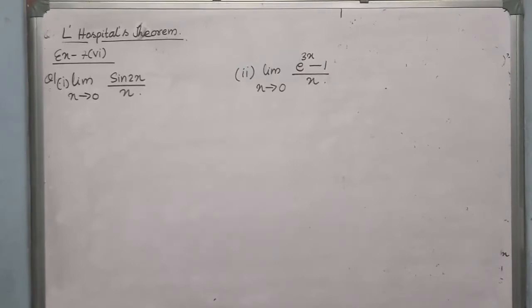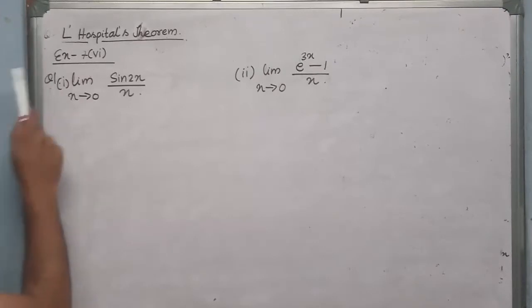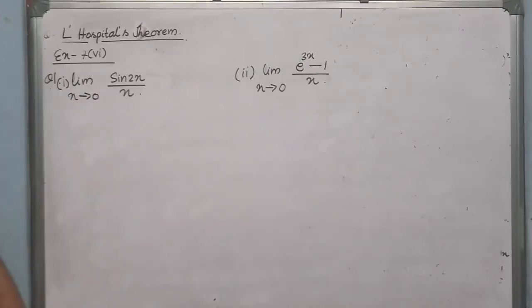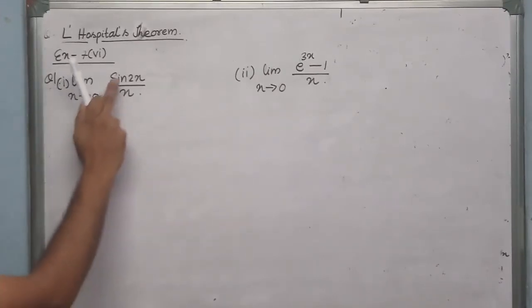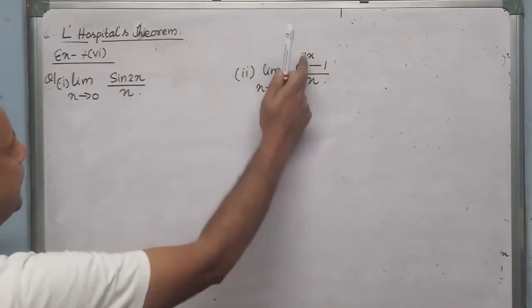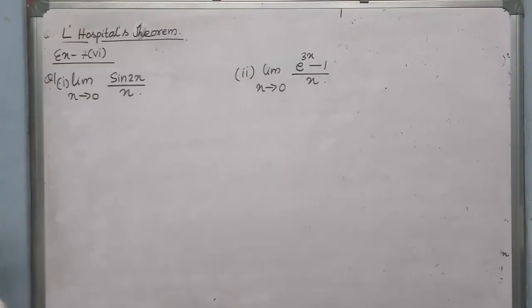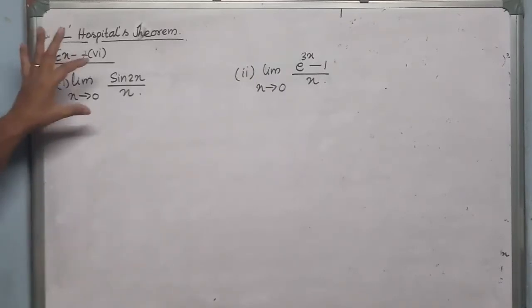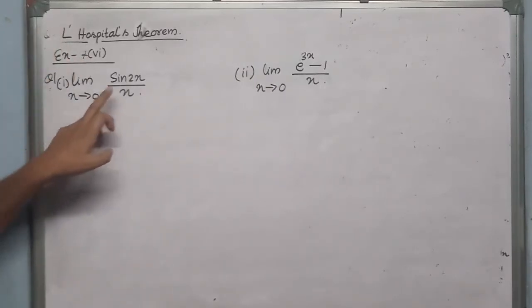Students, I'll solve these two questions. The first question is exercise 7.4, question number 1, part 1: limit x tends to 0, sin 2x over x. And another question is limit x tends to 0, e to the power 3x minus 1 over x. Now first of all, I'll verify. First, I'll substitute these values over here.